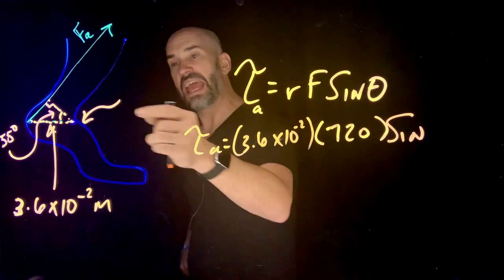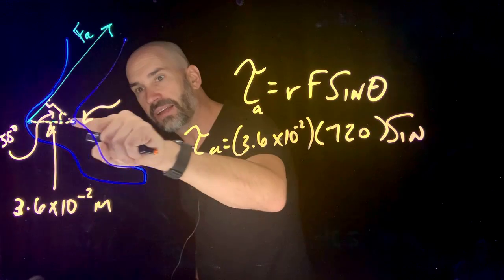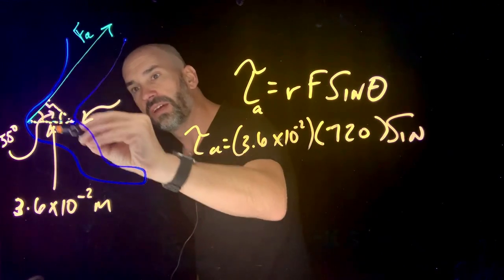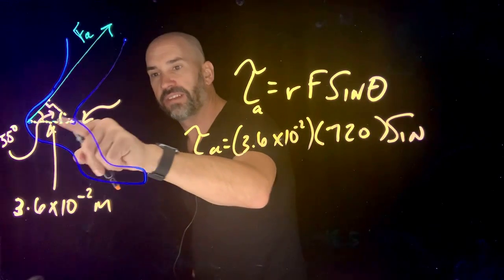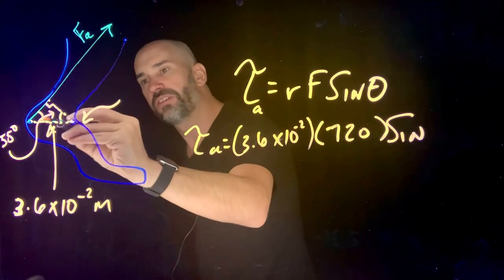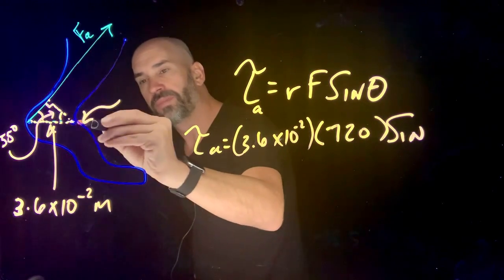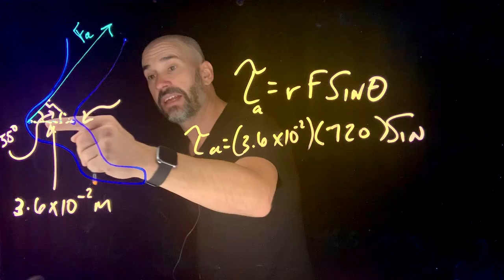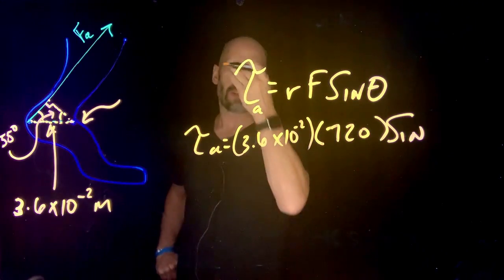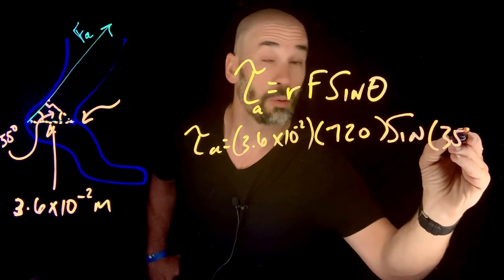But remember, it's the angle between this line and this force. They give us something different. They give us this 55 degrees, which is this angle here. In order to actually find the angle between the force and this line of action, okay, we need to take 90 minus 55 to get that, which I believe is 35. I hope so. Otherwise, I'm going crazy.